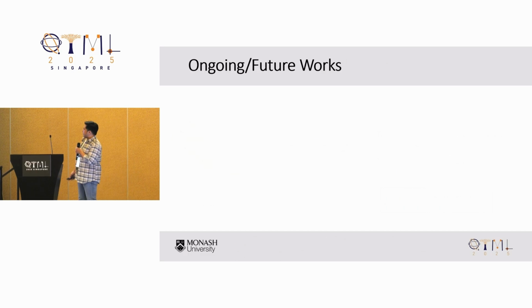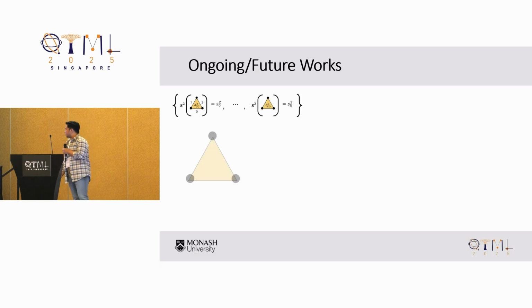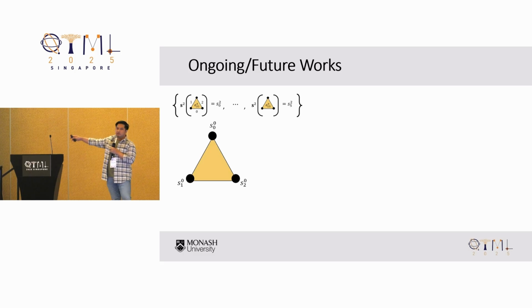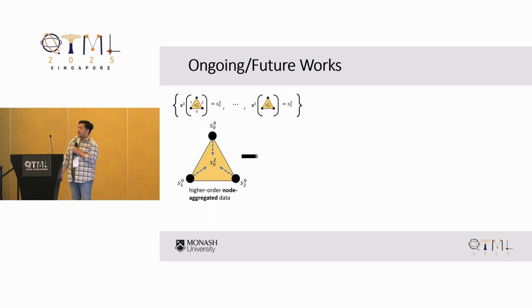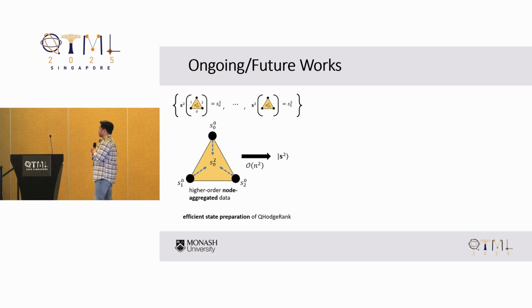But in our upcoming paper, we show that if there is data given on the nodes, we can aggregate higher order data from the nodes. This is called higher order node aggregate data. And we can prepare the quantum state efficiently using this type of data. So this is efficient state preparation for quantum HodgeRank.